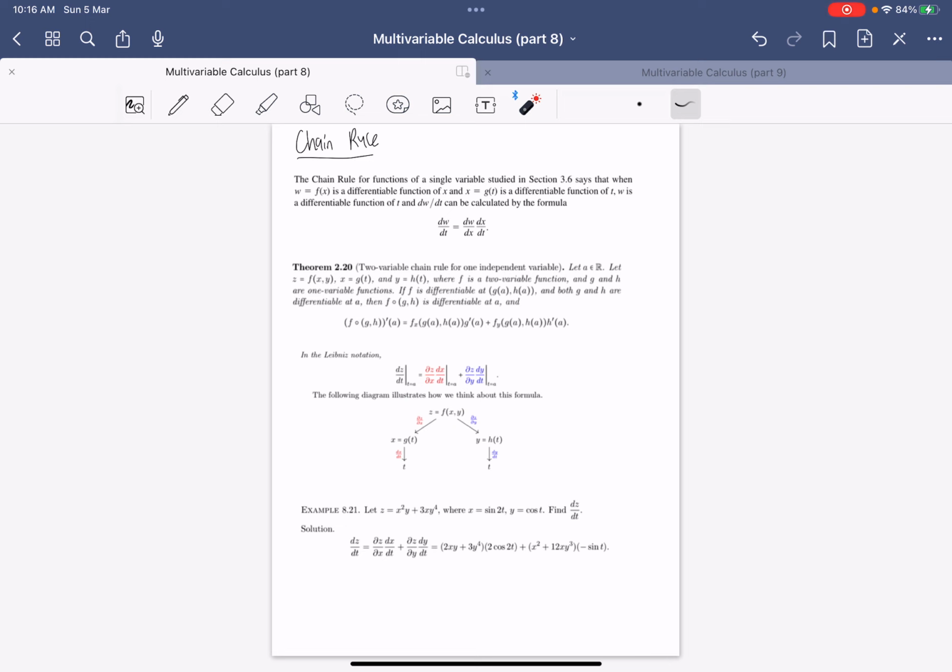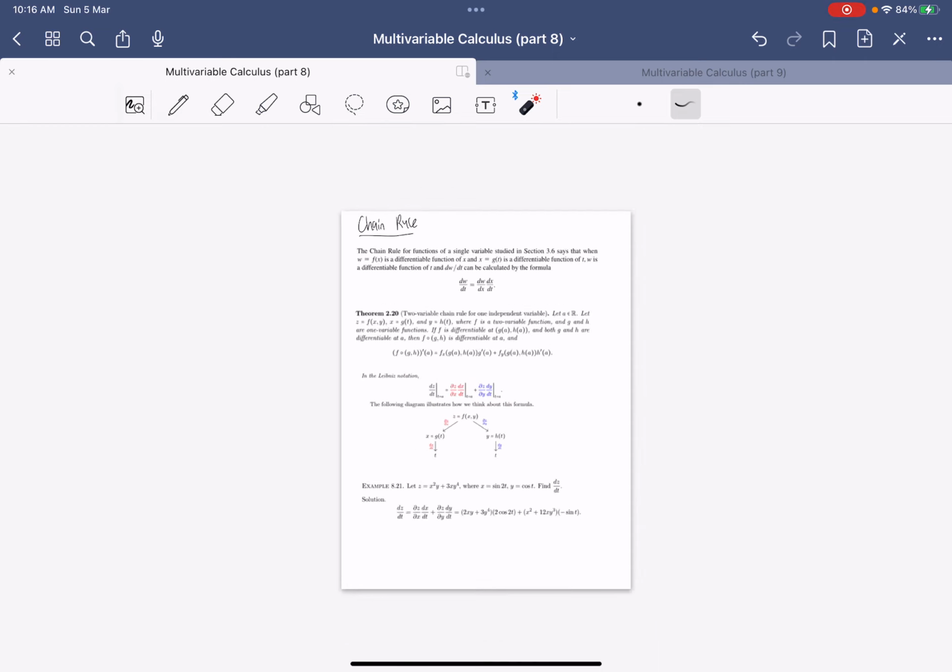So you can see the chain rule isn't very hard to apply, and the proof, while a bit more complicated compared to the single variable, is still very easy to follow. But now we just really need to take note and remember this formula.